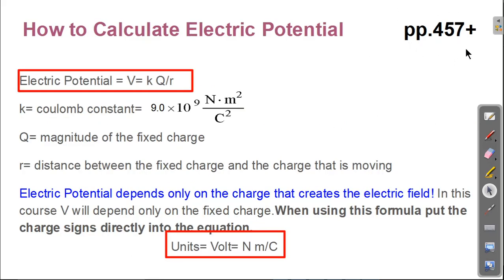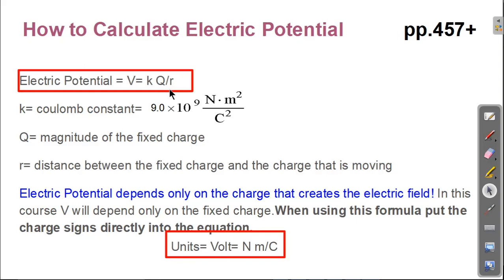On page 457 in your book, you have a new formula, a new equation that allows you to calculate that electric potential. Capital V for electric potential is Coulomb's constant. You have seen this before. It's the same number we used before, 9.0 times 10 to the 9 newtons meter square divided by Coulomb square, times the charge of the fixed particle, the particle that is not moving. That capital Q represents the fixed charge. And R is the distance.